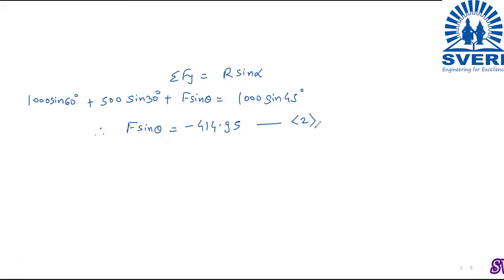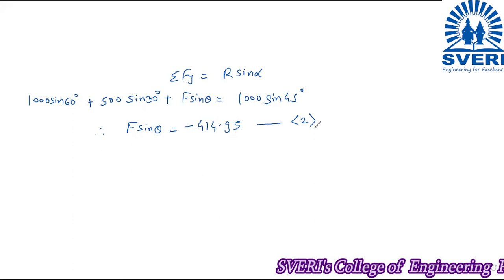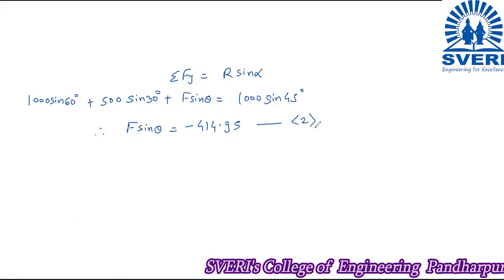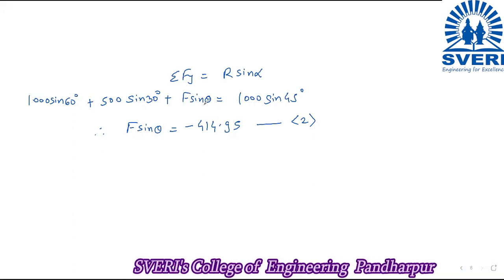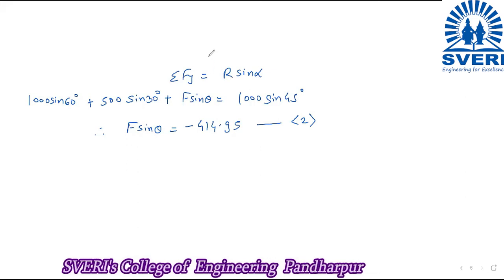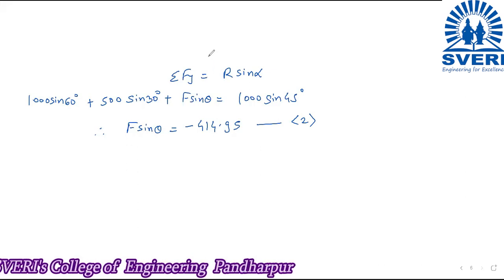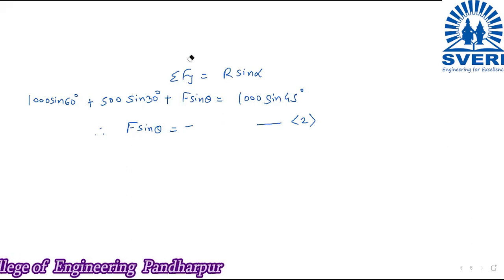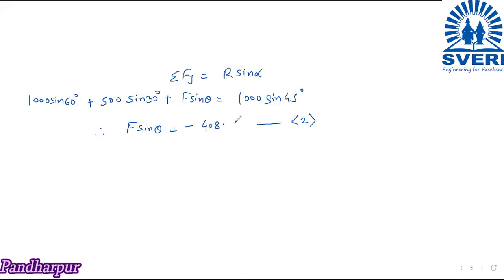So let me know the correct answer. What are the others doing? Are you doing the calculation or not? Tell me the answer. Only 3 students have told me the answer. How much? Minus 408.9. Okay, minus 408.9. Majority of the students got this answer, so I am going with that. So minus 408.9. Okay, so this is my equation number 2.